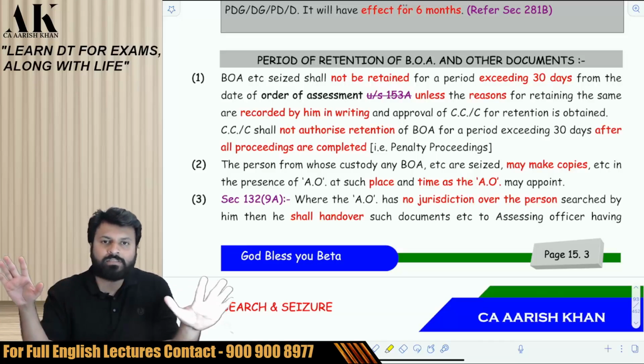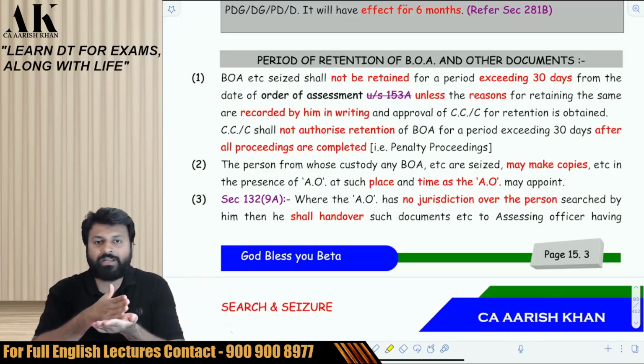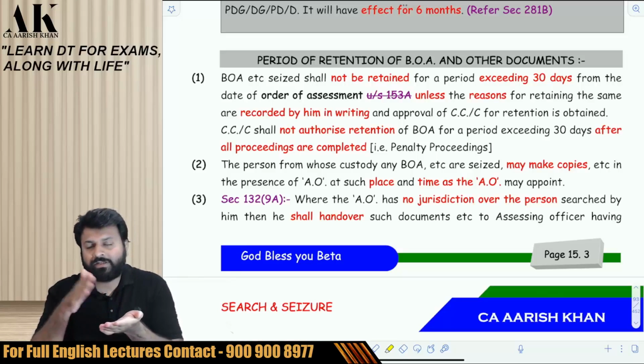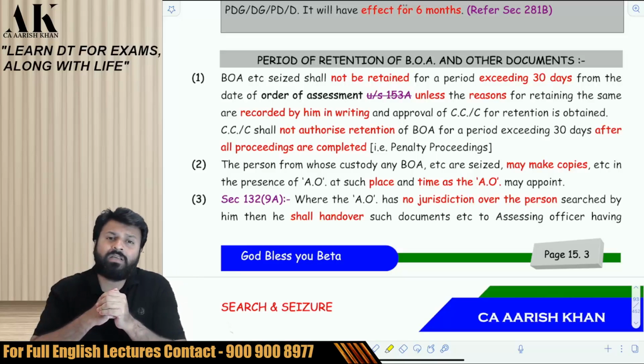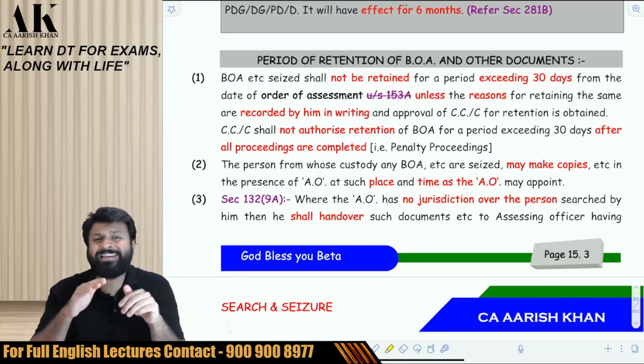So once search and seizure is completed, there will be an assessment on you, which will be done after what? After the search is completed. So once the assessment is done, within 30 days after the completion of assessment, the AO has to return you the books of accounts. Now, can he keep them beyond that also?